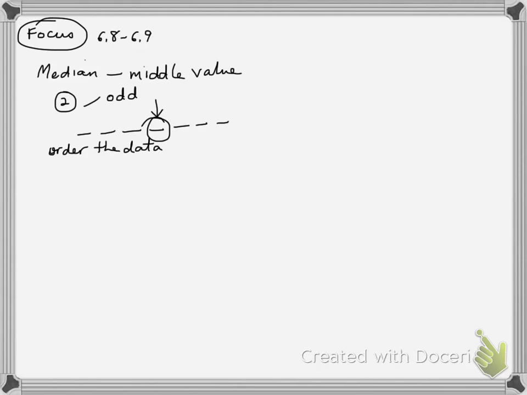If I had an even number, what would I do? Let's say I had 8. I would still order the data. That represents 8 values I put in order; I'm just not writing in the values there. Notice that I don't have a single median point. My middle is really right there. So I would take these two values, add them and divide by 2, and that would identify the median when there's an even number of values.